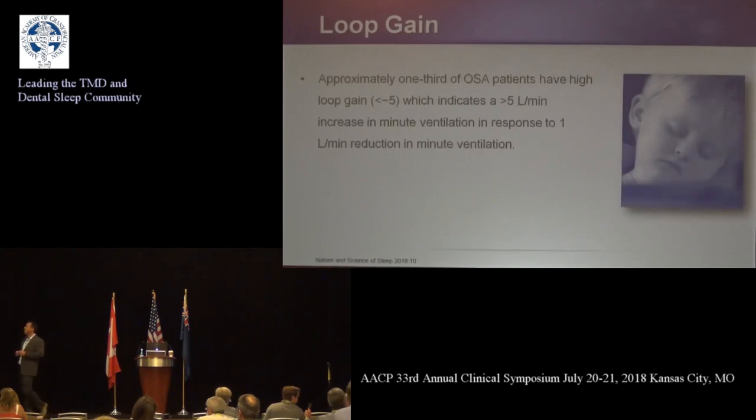So approximately 1/3 of OSA patients have high loop gain. So 33% of your patients will have exaggerated ventilatory responses in response to carbon dioxide. Can you change or reduce the ventilatory response to CO2? Yes. How do we do it? Breathing exercises. We change their breathing during the day to reduce loop gain during sleep.